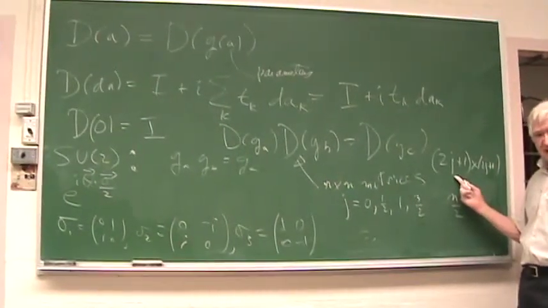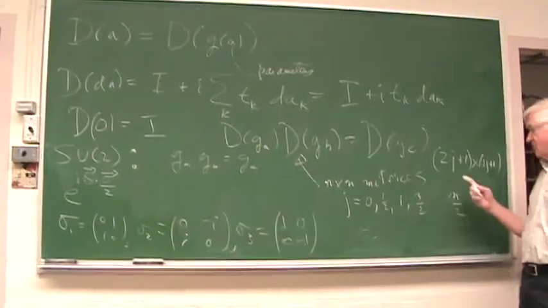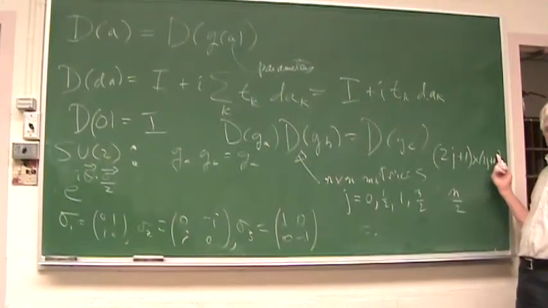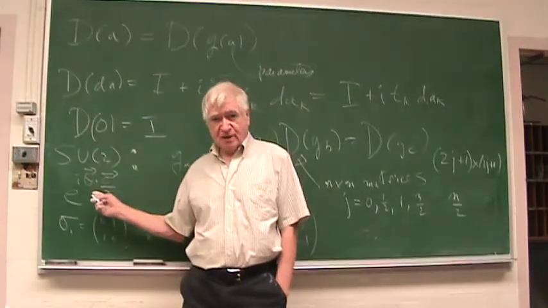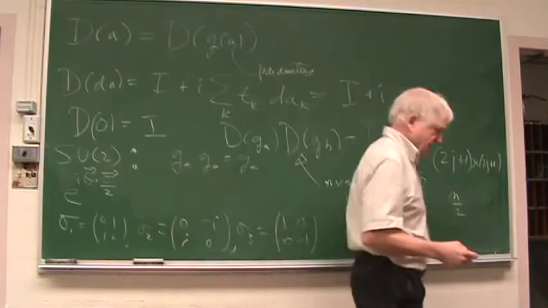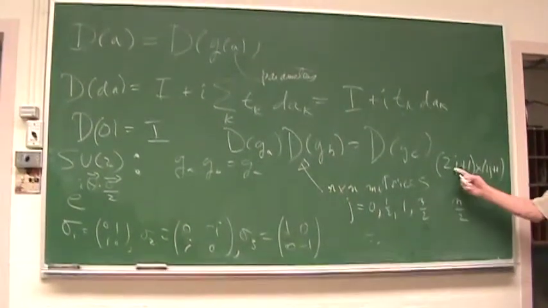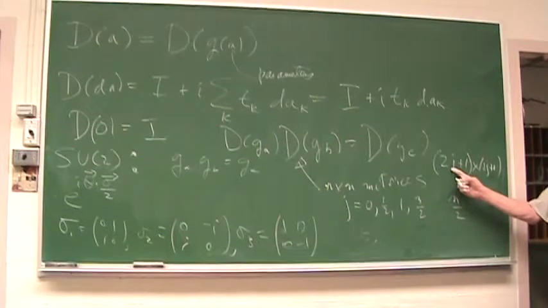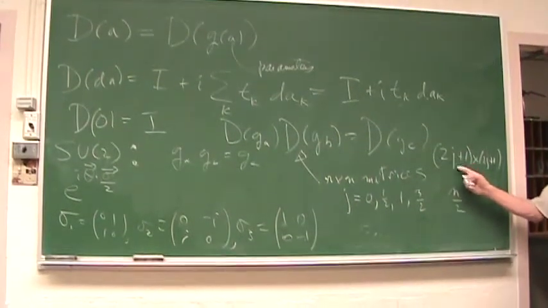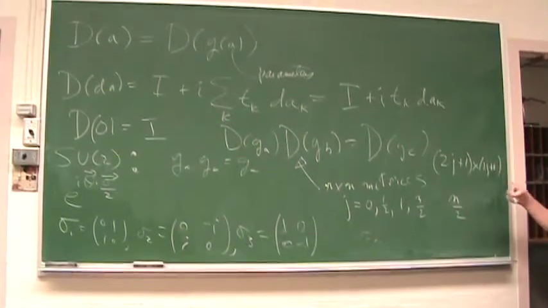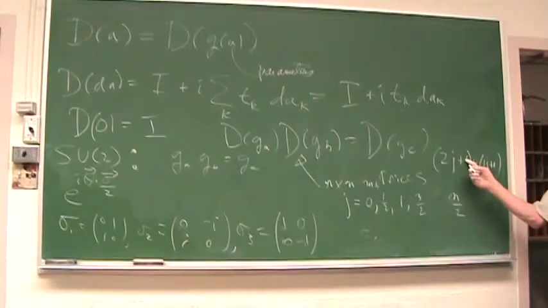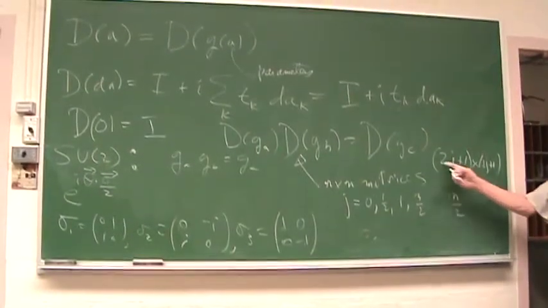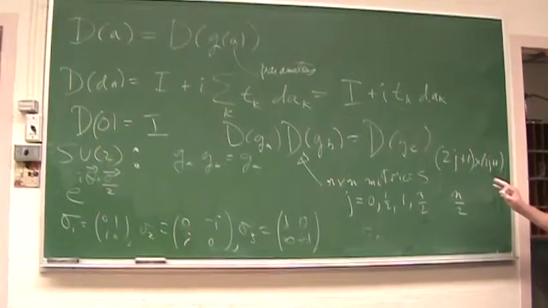And these matrices then are 2J plus 1 by 2J plus 1 dimensional matrices. So for example, for J equals 1 half, they're 2 by 2. That was spin 1 half. For J equals 1, they're 2 plus 1, 3 by 3. Those are the ordinary rotations in space. For a spin 3 half object, 2 times 3 half is 3, they're 4 by 4 matrices. For a spin 2 object like the graviton, they're 5 by 5 dimensional matrices. And in general, for a spin J object, it's 2J plus 1 times 2J plus 1 dimensional matrices.